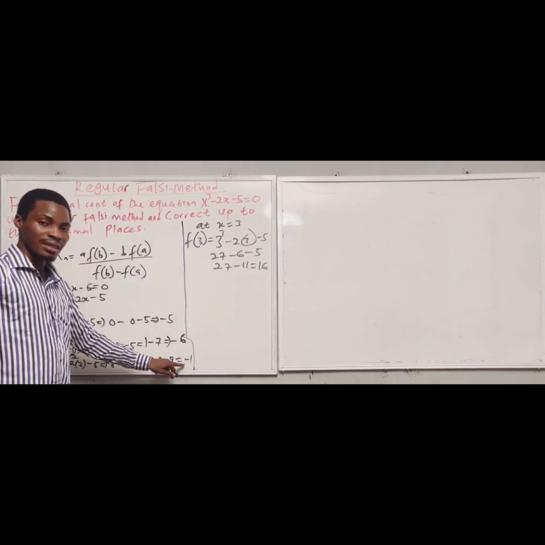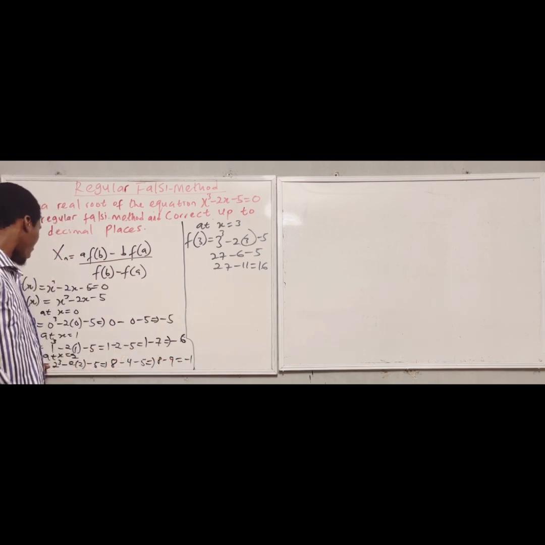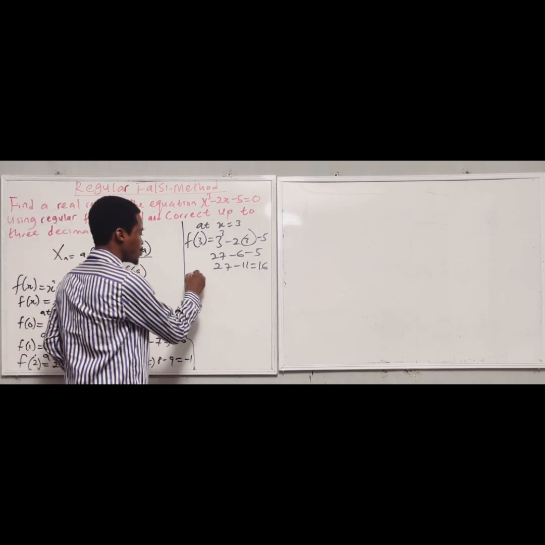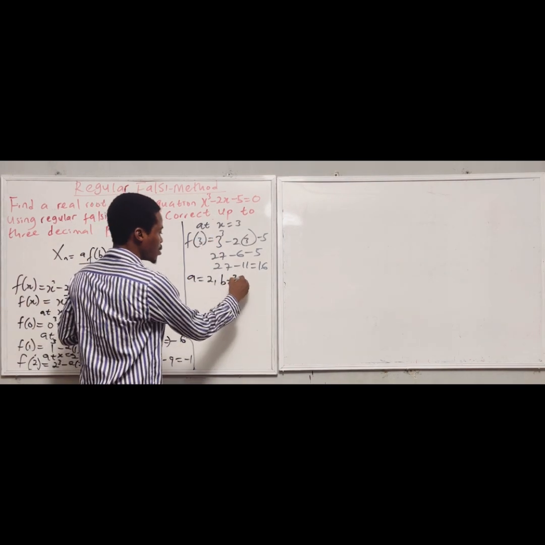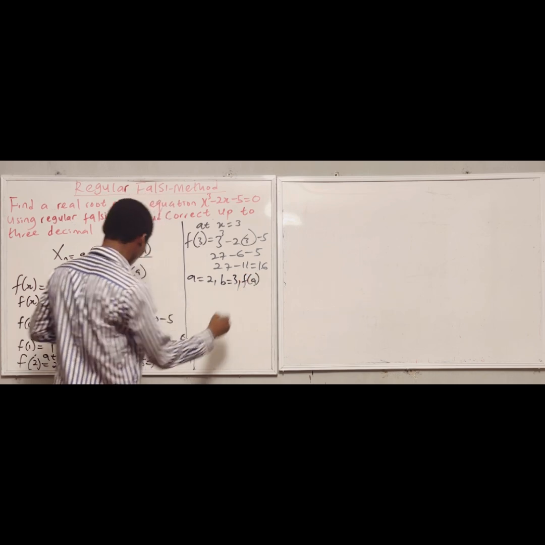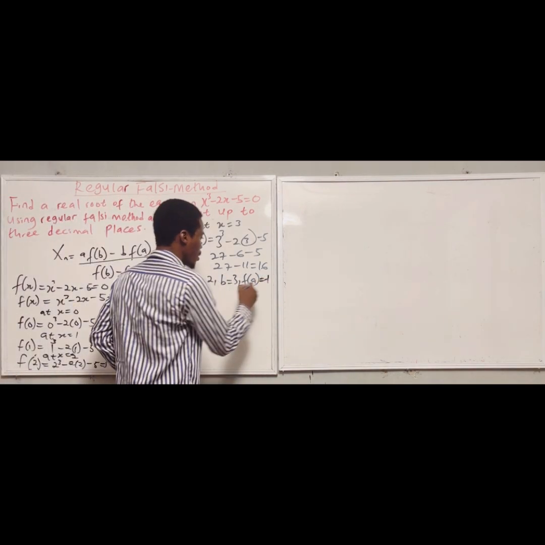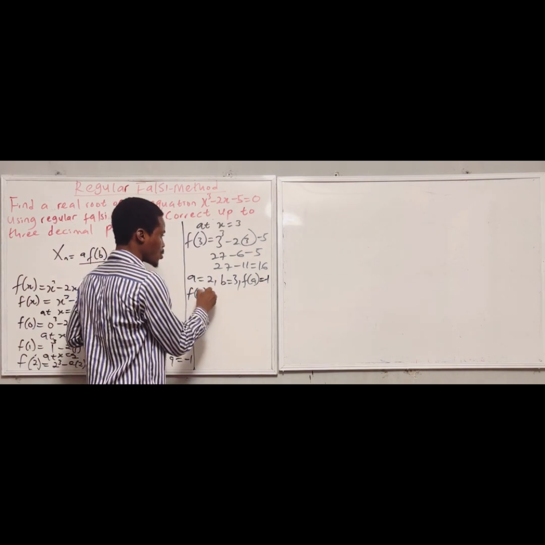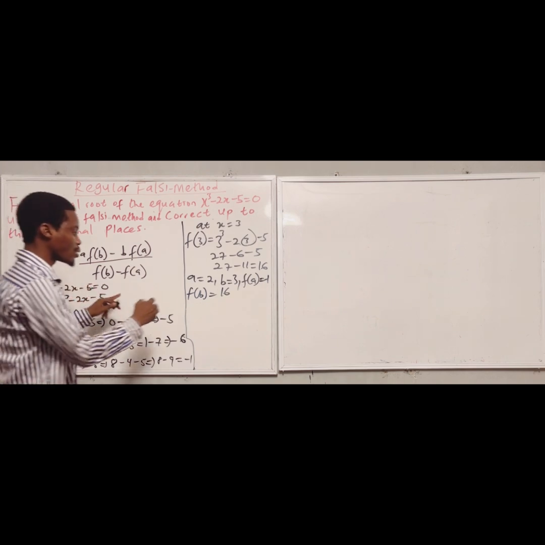So what gives me my negative? What gives me my iteration? I have A equal to 2, then B is 3. Then my f of A is minus 1, and my f of B is 16. So I will now test for this at n is equal to 1.